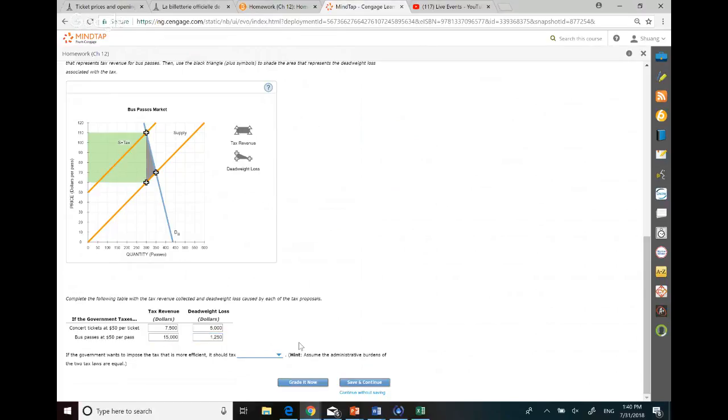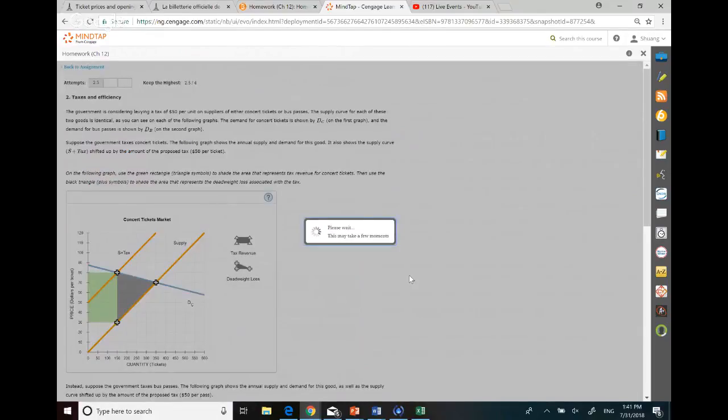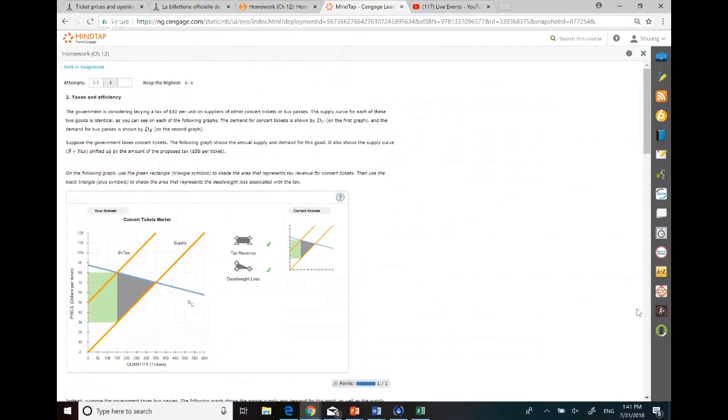All right. So if the government wants to impose a tax that's more efficient, and efficient means lower deadweight loss, then the more efficient tax will be on the bus pass, because it has a lower deadweight loss. All right, good enough. Yeah, we got everything right.